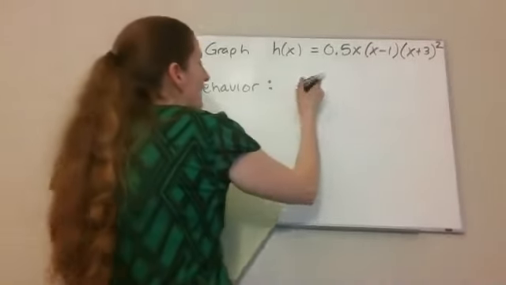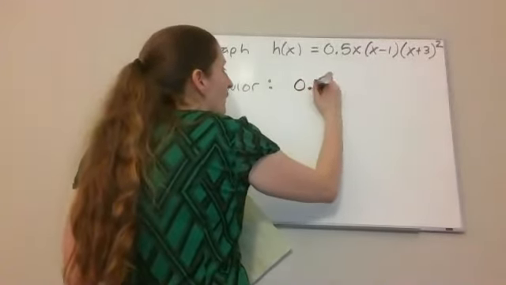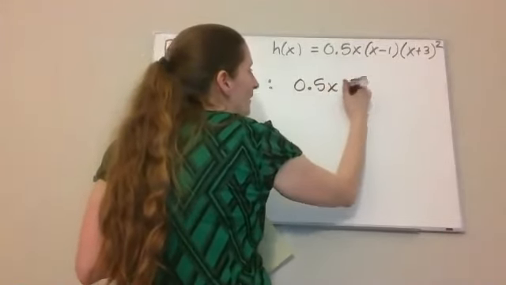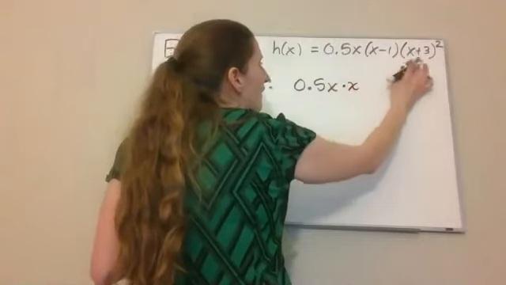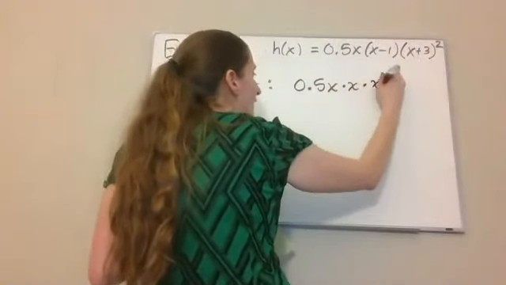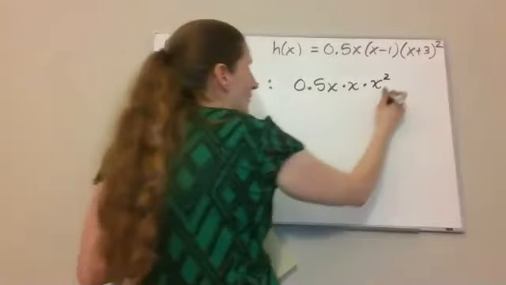But we have to figure out what our leading term is. I know my leading term is going to involve the 0.5x. My highest exponent in here is just another x. And on this guy, if I distribute it all the way out, I would have an x squared as the highest exponent.